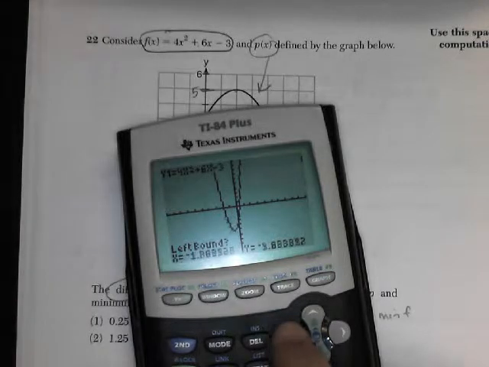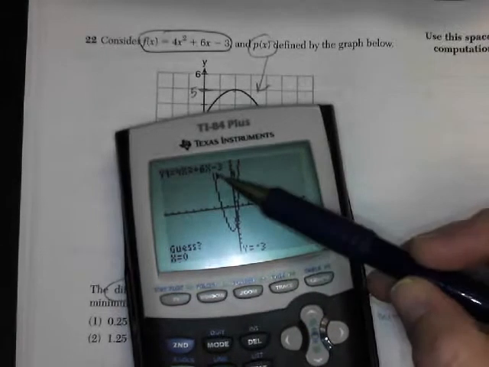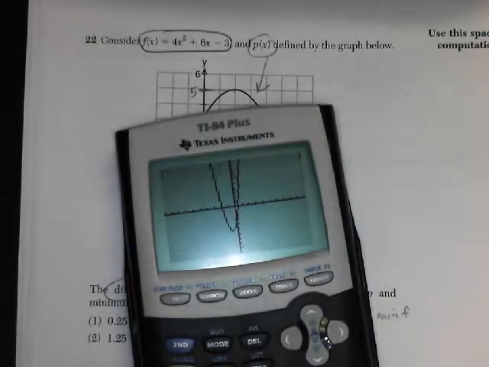So here I go over to the left bound. Once I get to the left of it, hit enter. Then it's going to say right bound. Go to the right of it, hit enter. And then it's going to give me the minimum value between those two sections.